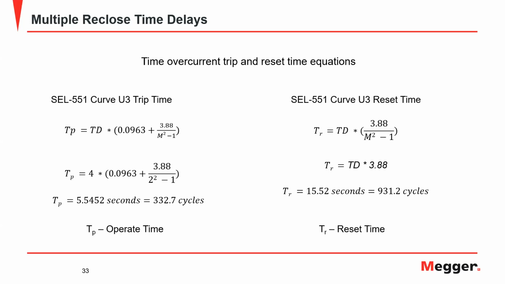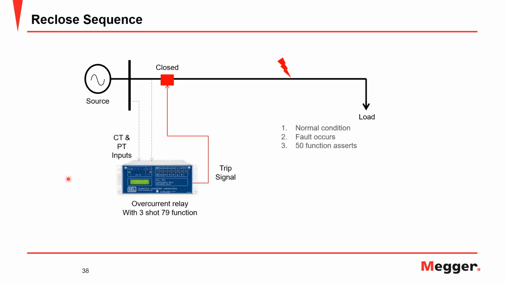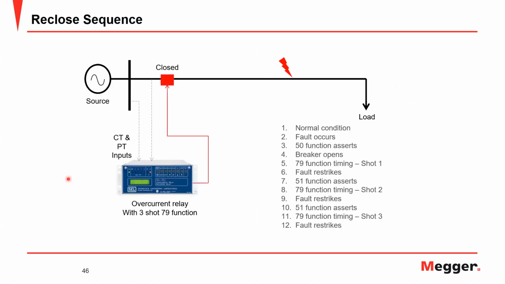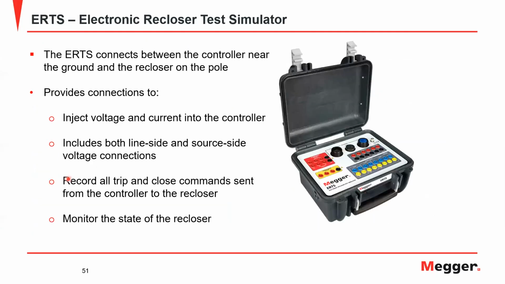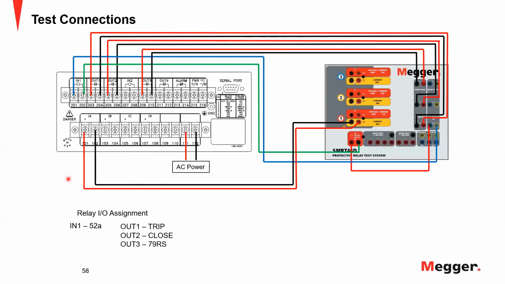Okay. So Mike, could you please explain how to set the battery output to mimic the 52A contact of the recloser? Sure, let me go to that slide right quick. Let's see, here we go.